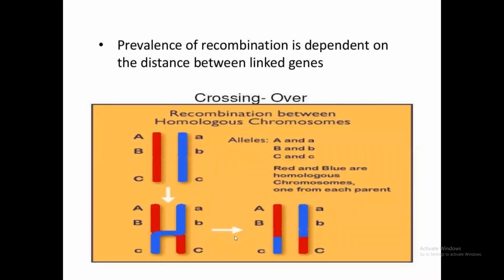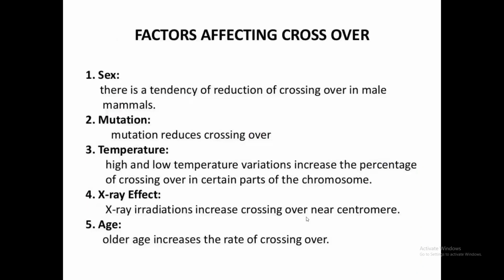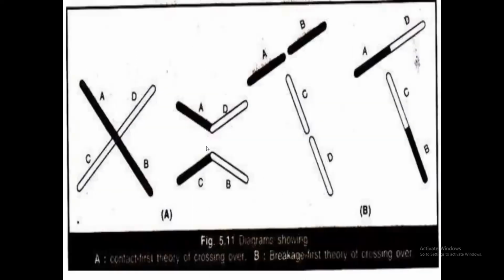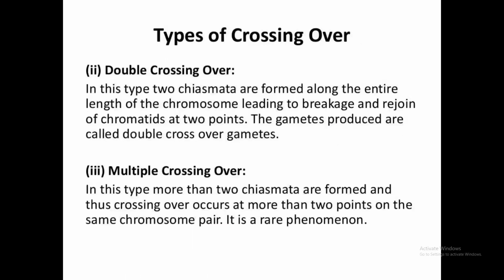Now, this is also the same thing. There is a crossing over. Here you can see capital A, capital B, capital C. After crossing over, what has happened? Capital A, capital B, here small c. Small a, small b, small c. In offspring, small a, small b, and capital C. So this is the product of crossing over. So these are all the factors which are affecting the crossing over. These are not required.